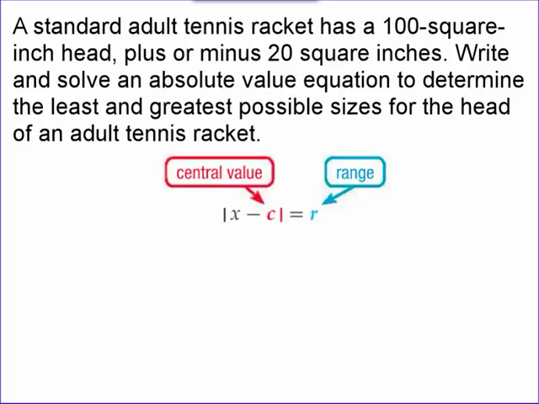And so what we're going to do, notice it's 100 and then it's plus or minus 20 square inches. Okay, and so if you notice here, this is an equation you're going to want to be familiar with. So you might want to jot this down in your notes. Okay. Absolute value of x minus c equals r, where c is your central value and r is your range. Now by having that, it makes this problem fairly easy to write.